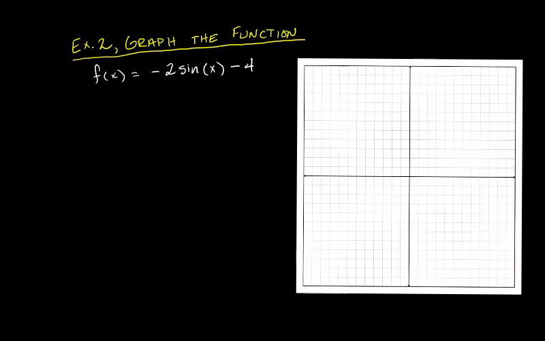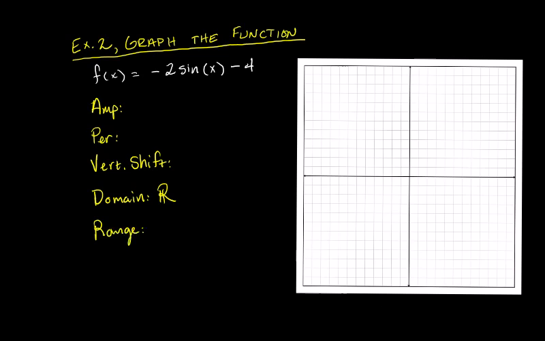So once again, let's break it down. We've got our amplitude that we're going to want to find. We want our period. We want our vertical shift. Also, I'm going to throw in our domain, which we already should know if you've been paying attention in class. That would be all real numbers. And then we want to know our range. And you could probably figure out your range without having to graph it if you think about it a little bit.